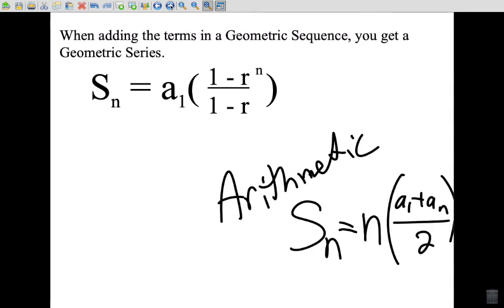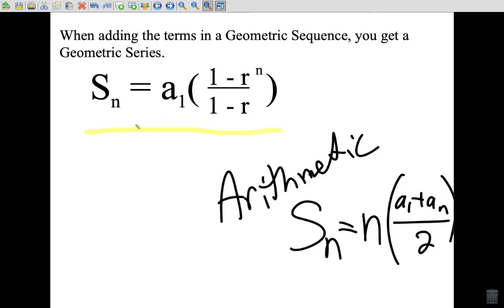When you're looking at the two types of sequences, a geometric sequence will always have an exponent in it. The arithmetic sequence, for the rule and for the sum formula, how you add up the list of numbers in arithmetic, there is no exponent in sight. So we're focusing today on the formula to calculate the sum of a geometric sequence. And that's what we refer to as a geometric series.